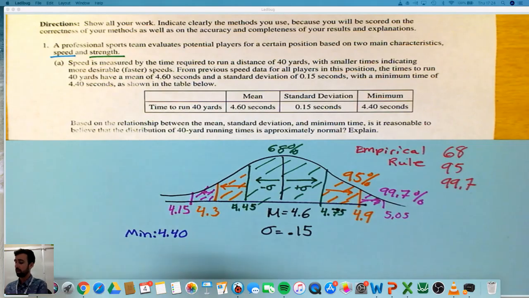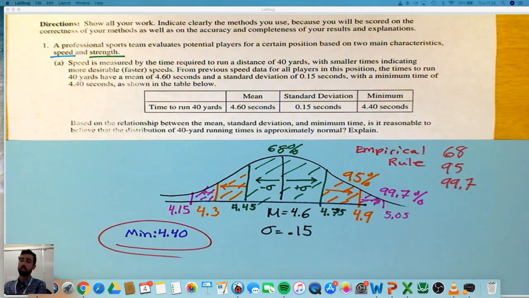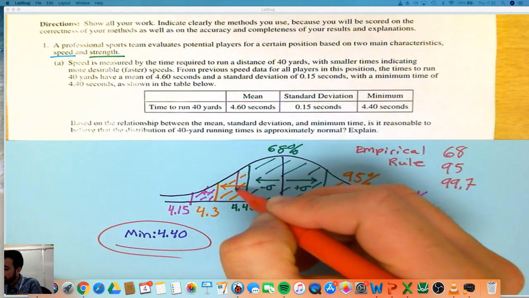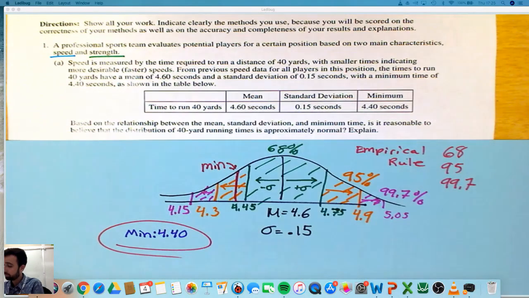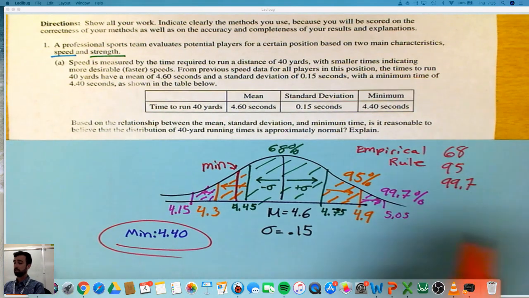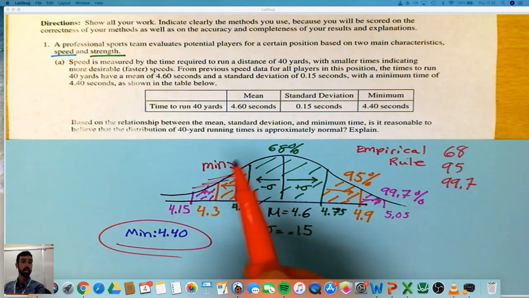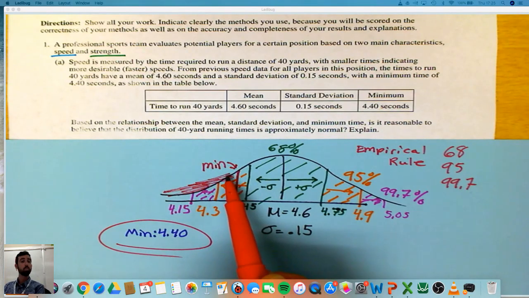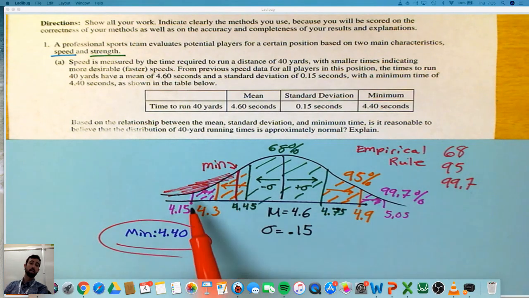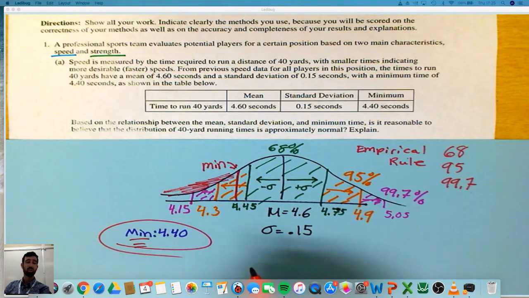But let's not forget, they said our minimum value was 4.4, which is right about here. Now, there's still a lot of data, if it was a normal distribution, below that number, below the minimum. So that gives us pretty strong evidence that this distribution of run times is actually not normal.